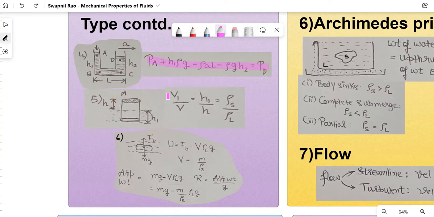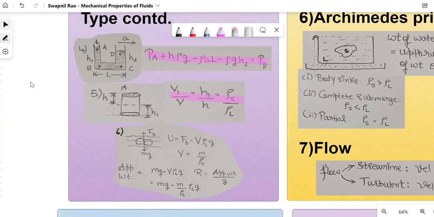So if this is the case, V1 by V, which means volume of the submerged part by volume which is not submerged, listen carefully, it's the volume that's not submerged, not the whole volume, is equal to height H1, which is height of the submerged container, by H, which is going to be the part height of the container which is not submerged, is equal to rho of the solid by rho of the liquid, which means density of the solid by density of the liquid. So it's like inverse proportionality. You have to just keep this in your mind too. I'll be just highlighting it.